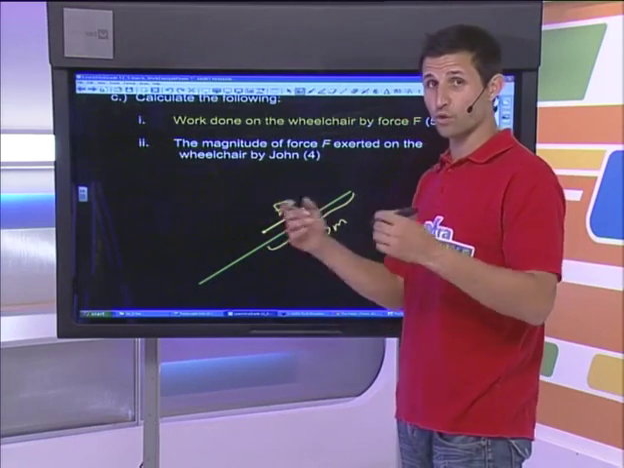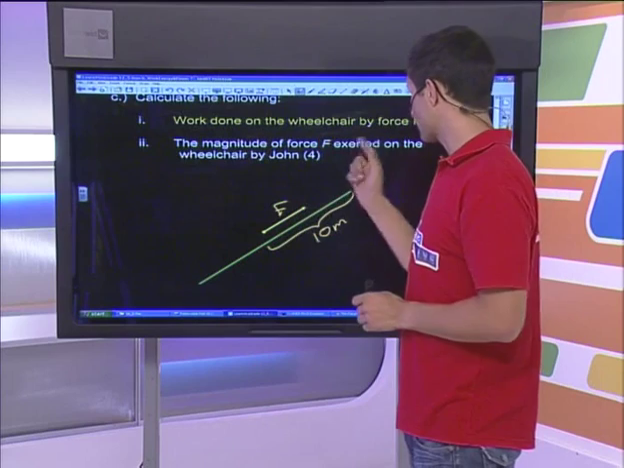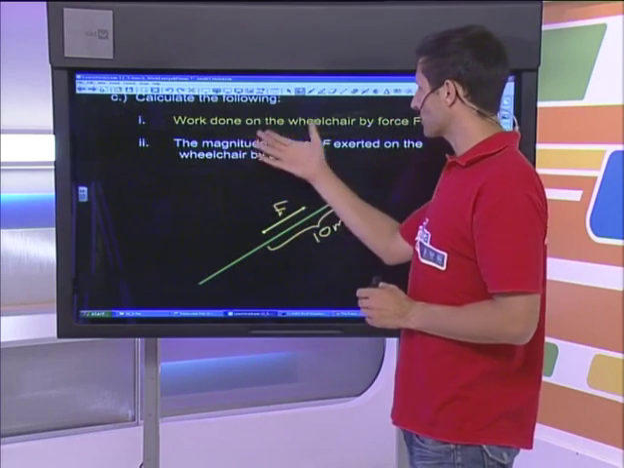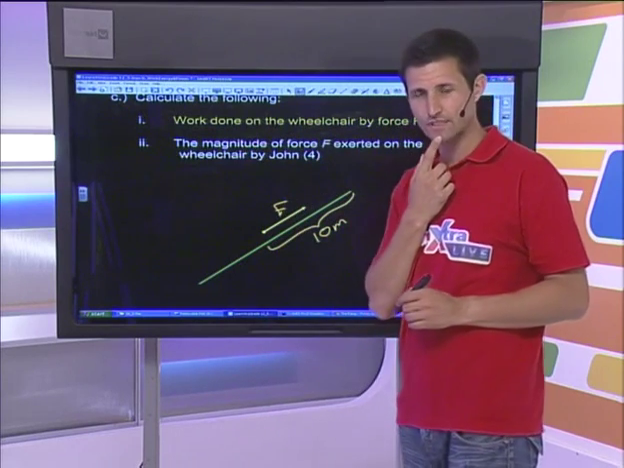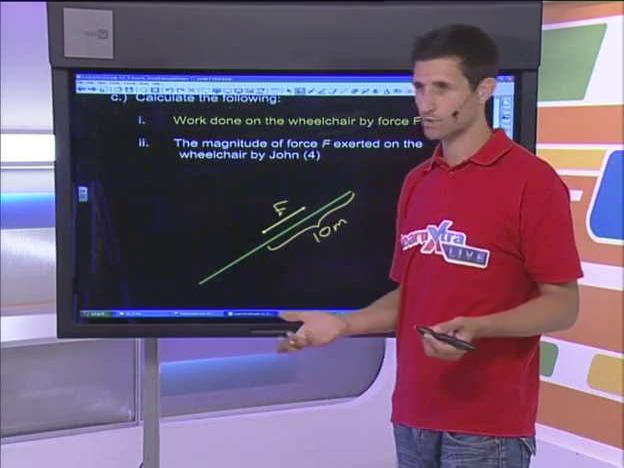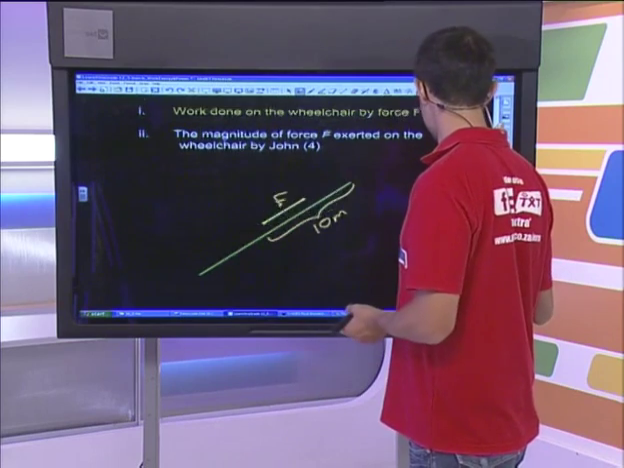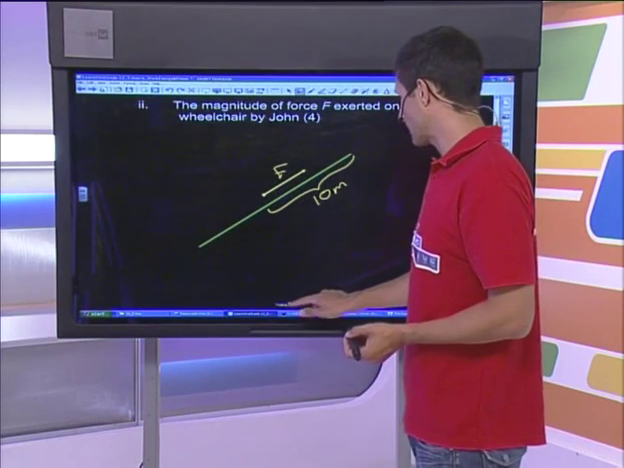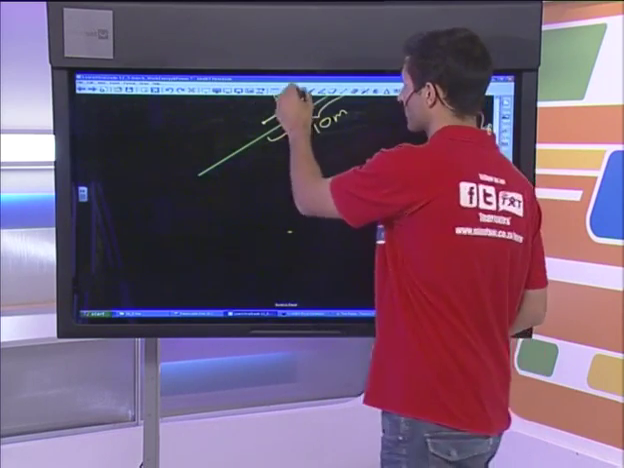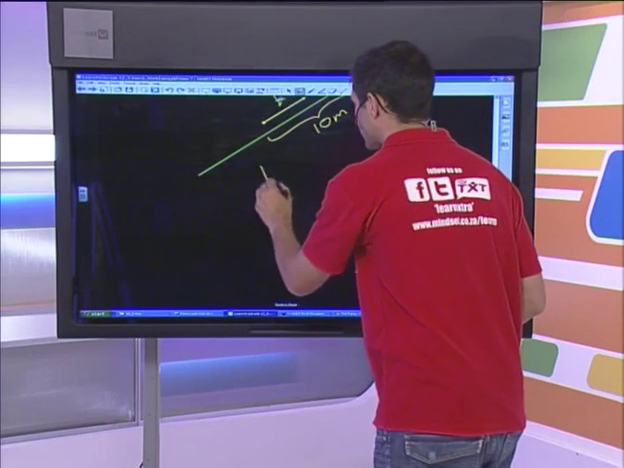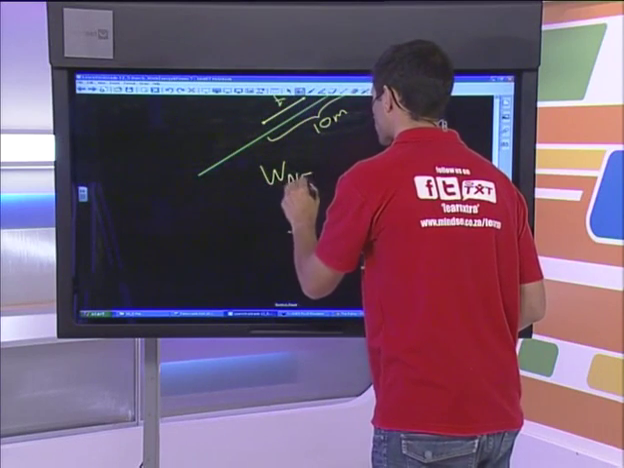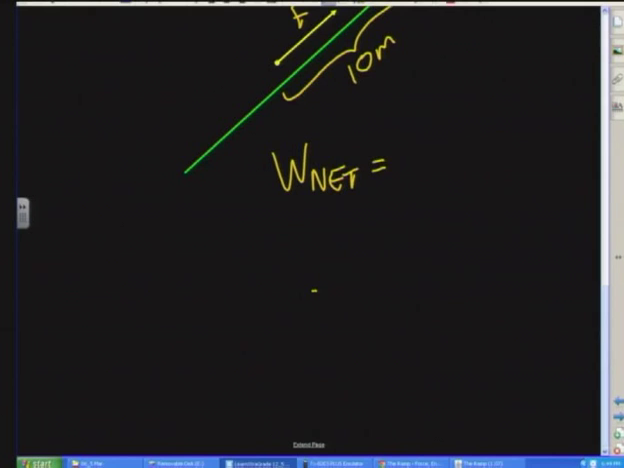We know that all the work added up adds up to 0. So now it says the work done on the wheelchair by force F. Well, how do I do this with the information which I'm given? Before I start deconstructing all of this, I need to approach my work energy theorem with a little bit of caution. Already we established that W net is equal to the change in kinetic energy.